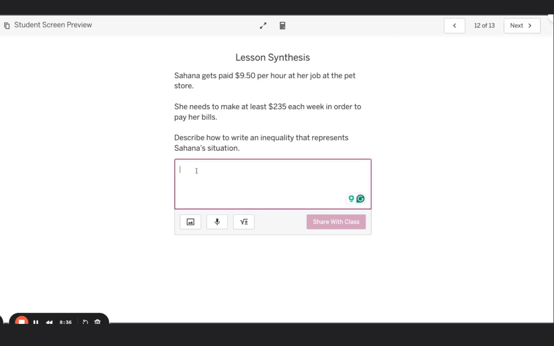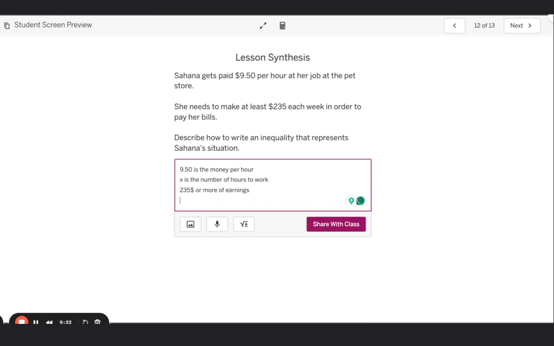So we know that $9.50 is the money per hour. We know x is the number of hours to work. And she wants at least $235, which means $235 or more of earnings.